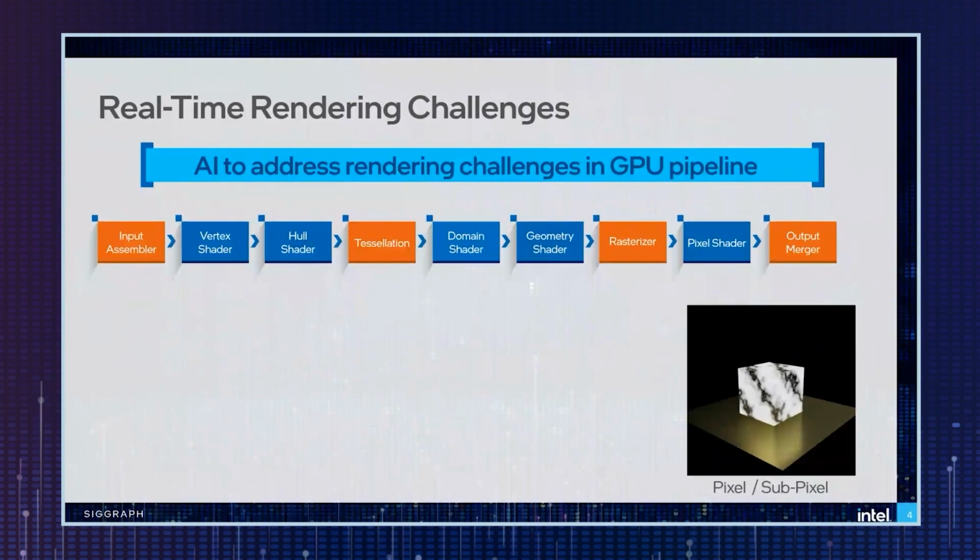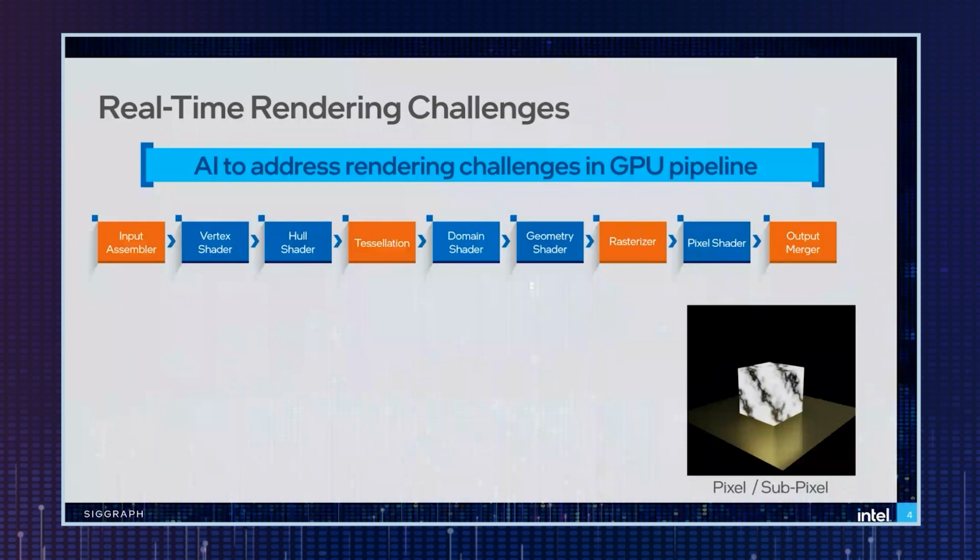And the second challenge is how AI can address rendering challenges in the GPU pipeline. The diagram here shows a combination of fixed function logic and programmable cores to render a primitive. And I have shown here a simple screenshot of a cube rendered on top of a plane.